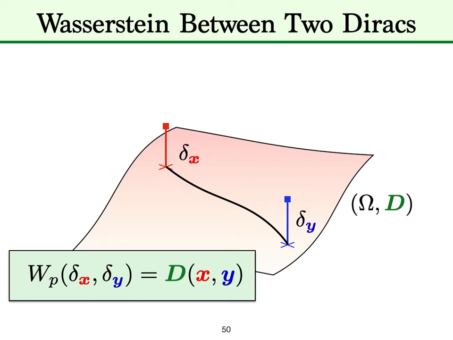In other words, if you define on a space omega some distance d, the distance between Diracs supported on 2 points is the same as the distance between the 2 points. And this is not a feature that you will see observed in most other metrics between probability distributions. So you have a canonical lift of the base metric to define a metric between distributions.